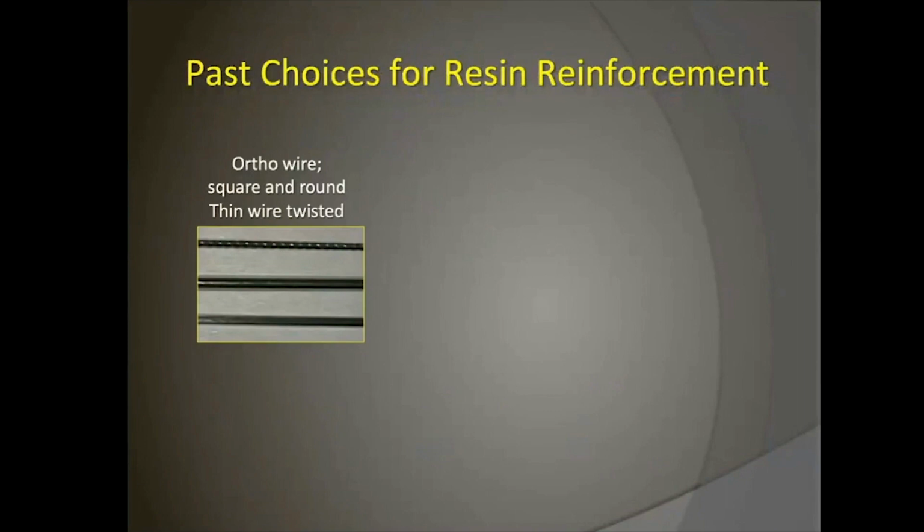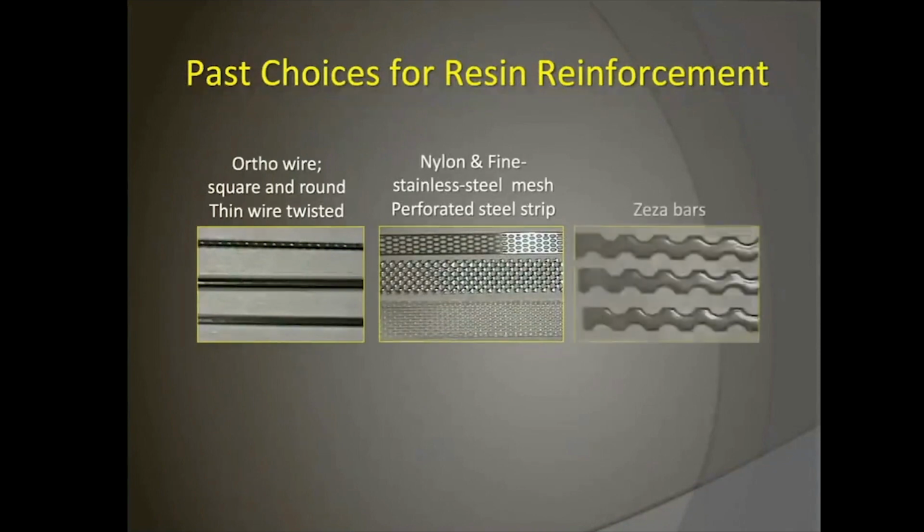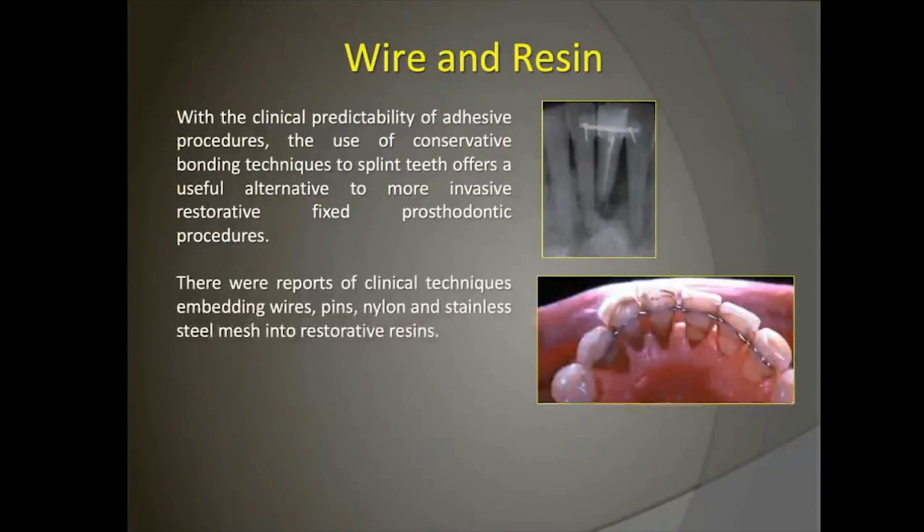Some of the things that we used in the past: ortho wire, square and round, thin and twisted. Thin wire, twisted. We used nylon and fine stainless steel mesh, perforated steel strips, something called Ziza bars. I don't know if you're familiar with these, but that was something that was used. With wire and resin, with the clinical predictability of adhesive procedures, the use of conservative bonding techniques to splint teeth offers a useful alternative to more invasive restorative fixed prosthodontic procedures.